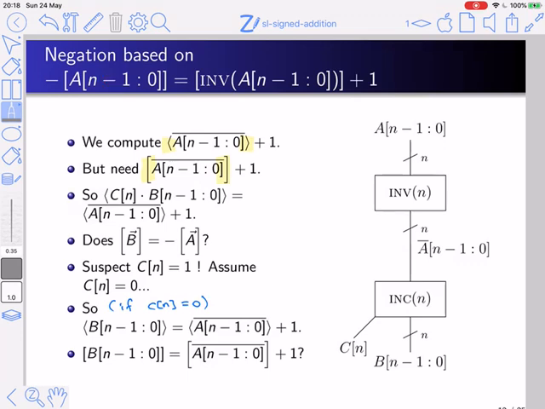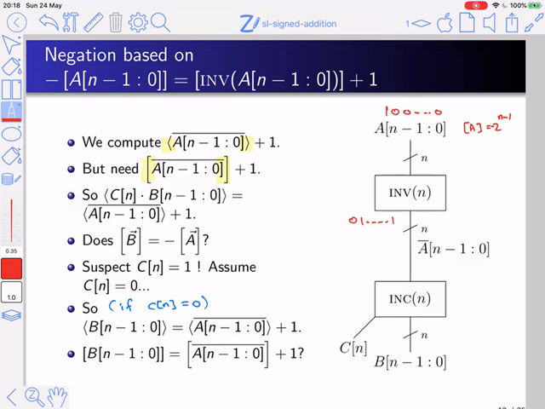Is it true? Consider the following example. Consider A, which is 1 in all zeros. We know that the number represented by this string is minus 2 to the power of n minus 1. Now let's invert the bits. The inverted bits will be 0 in all ones.